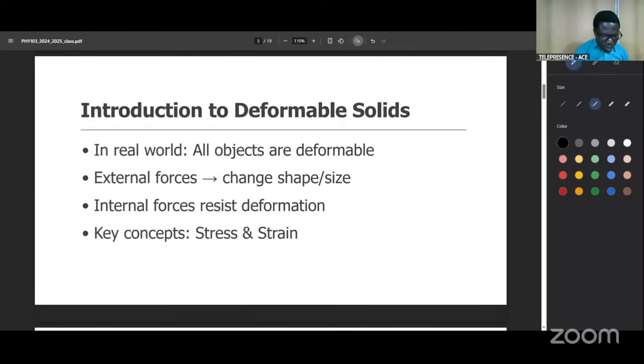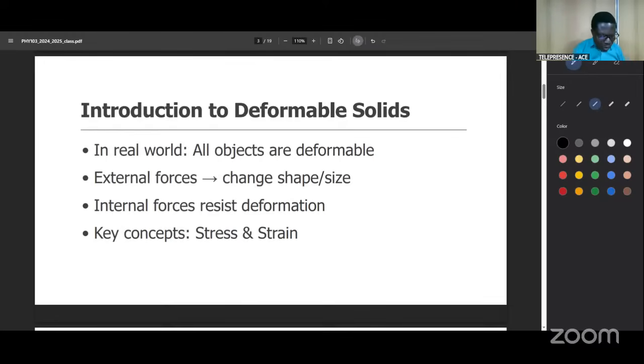And at times, a body also responds with deformation when it is subjected to temperature change. The study of deformable solids is therefore essential to understand how materials behave under the influence of a force. So when we talk of deformable solids, there are key things we should be aware of. The first thing is the external force, and the external force is actually the one that causes the deformation.